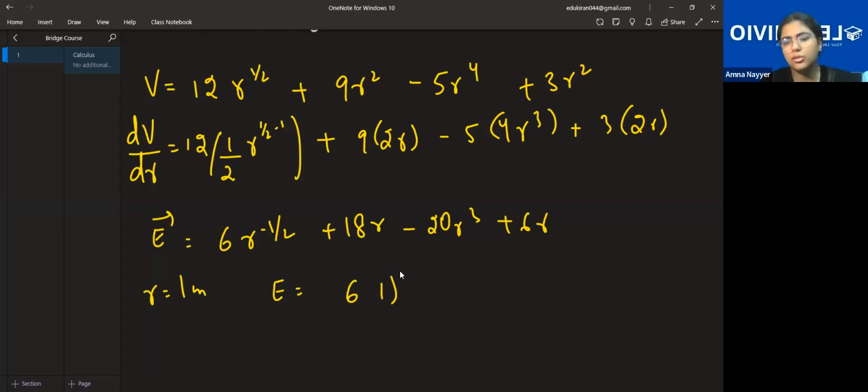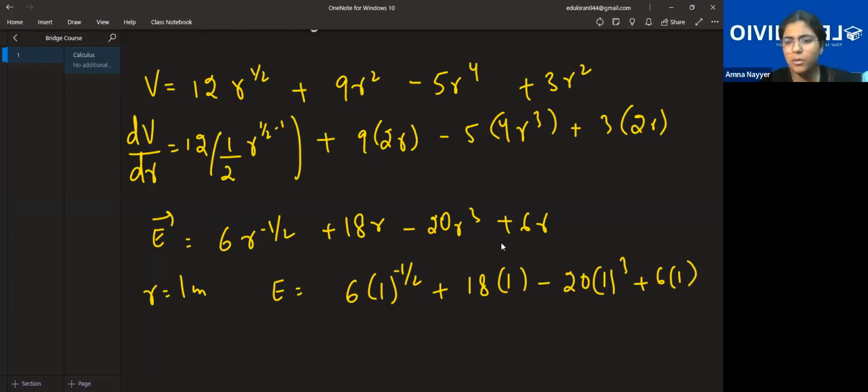Into 1 to the power minus half. 1 by 1 root 2 is 1 only. Plus 18 into 1 minus 21 whole cube plus 6 into 1.